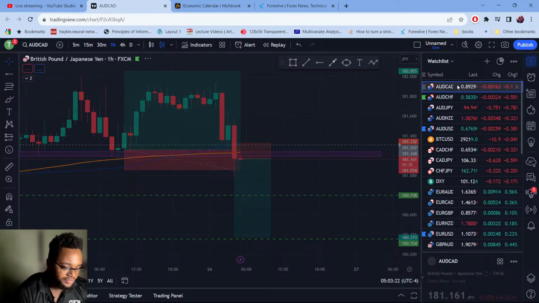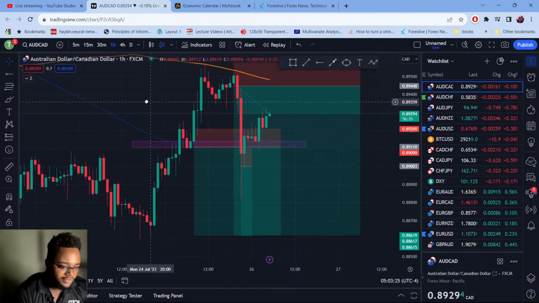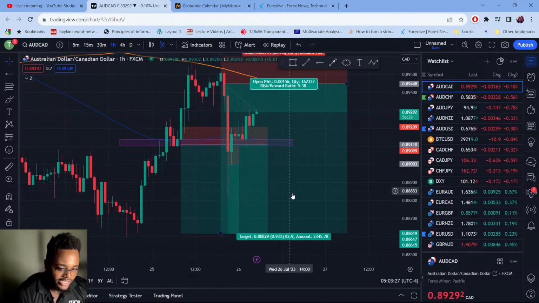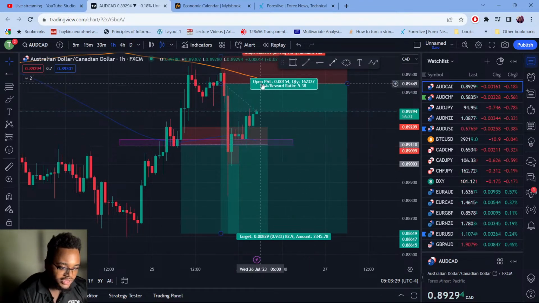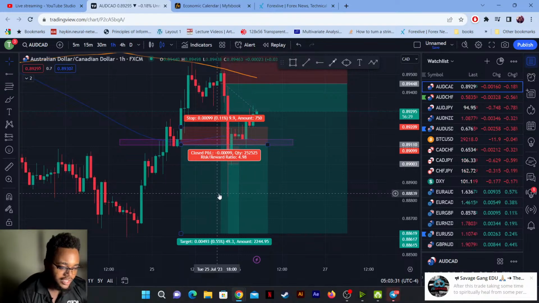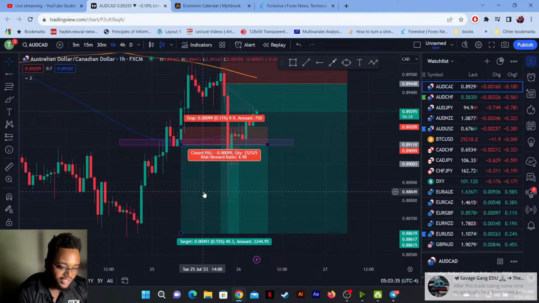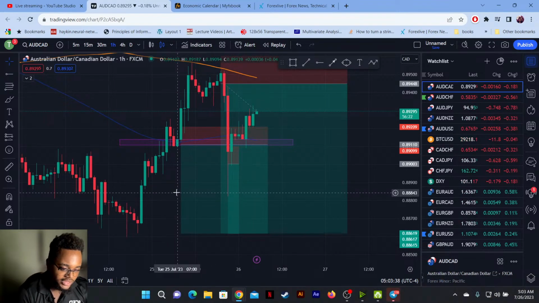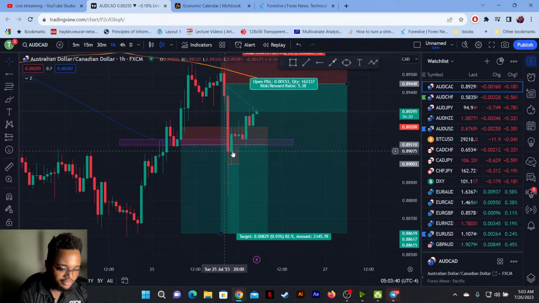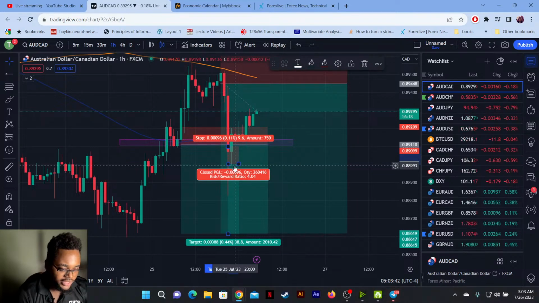Everything else, most of the major moves: we had a major move here on the Aussie Canadian. We had two positions. On this position here, price came all the way down, which was really nice. We came out of that, and then our second position got triggered here. We came out of those positions with a pretty nice profit. I'm trying to get back in with this setup right here.